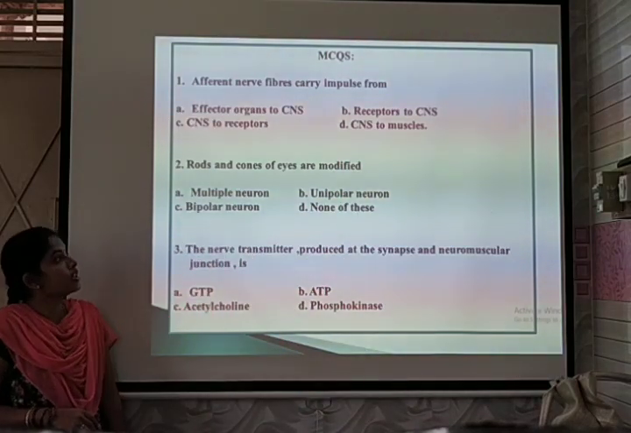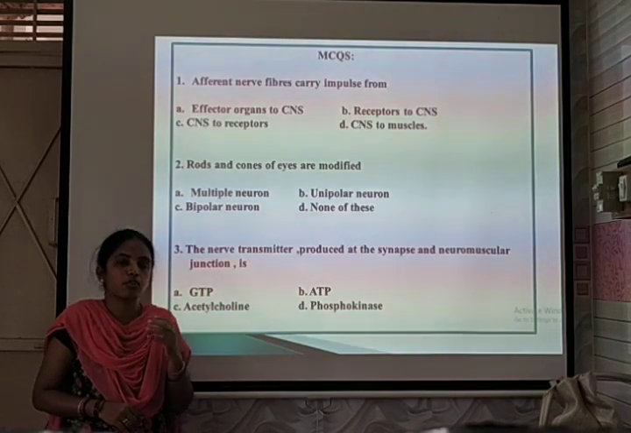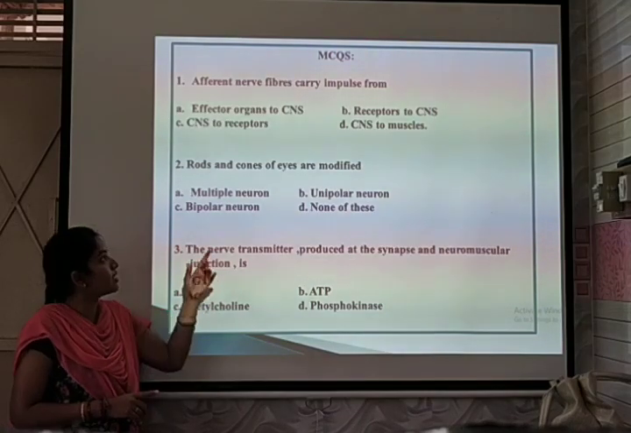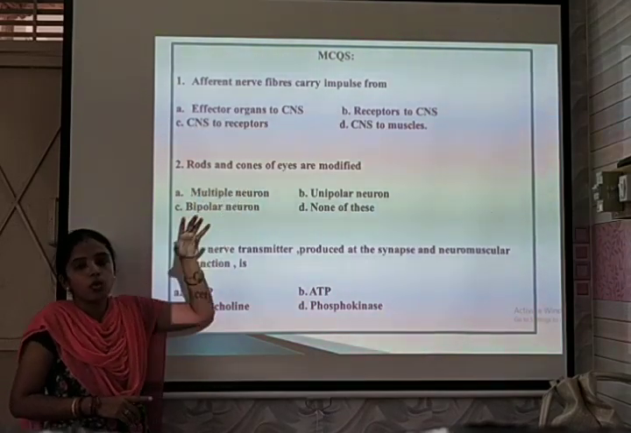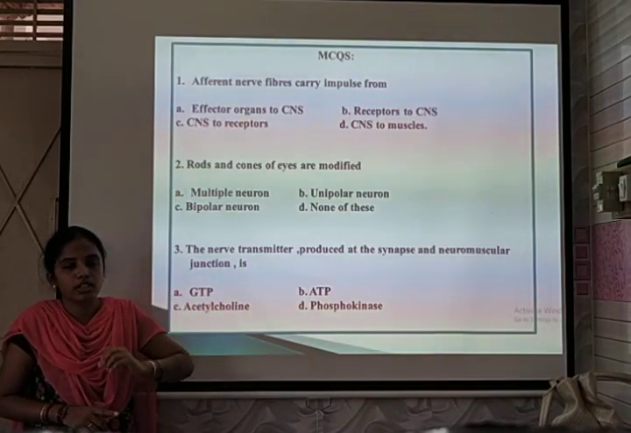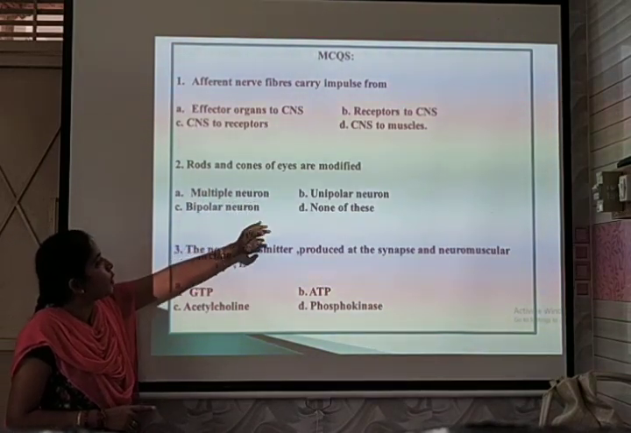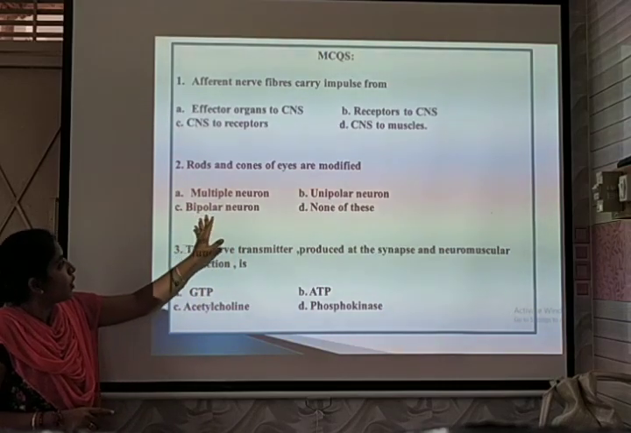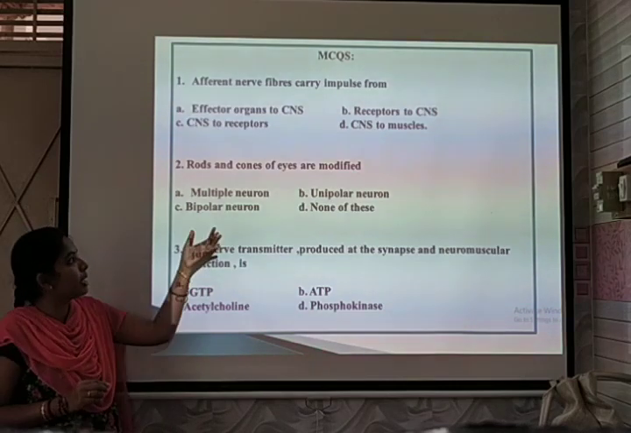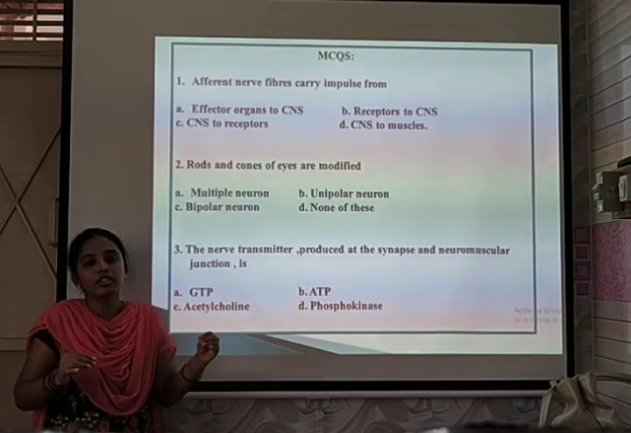Next one: rods and cones, eyes or modified. The eye is a specialized structure helpful for the sensation of vision. In the retina, there are specialized cells called rods and cones, which consist of photoreceptors. In the presence of light, they receive the object image. It is formed by multiple neurons, unipolar neurons, bipolar neurons, and synapses. Here the eyes are usually composed of bipolar neurons, where the cell body has axons on either side.